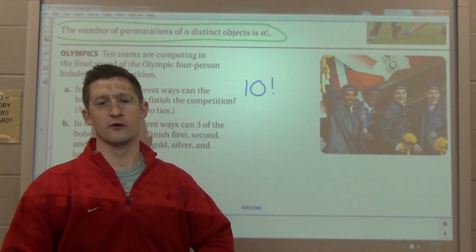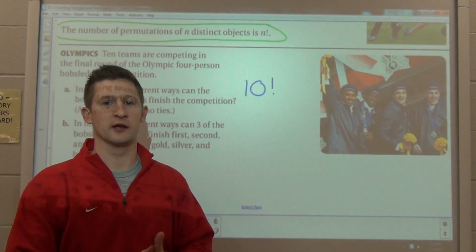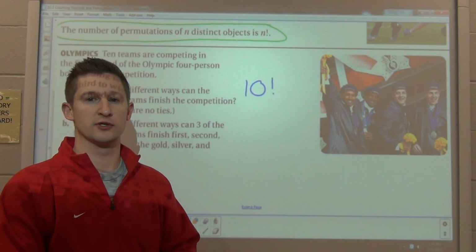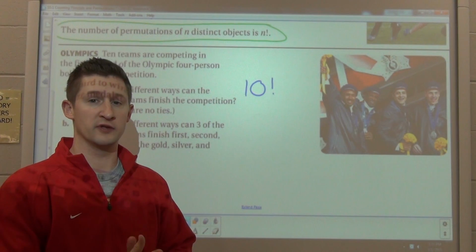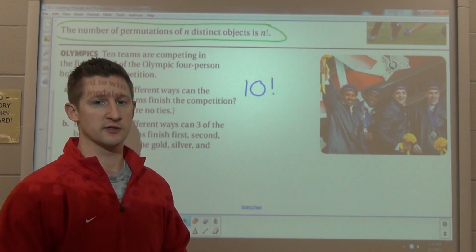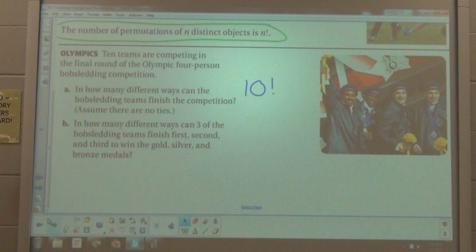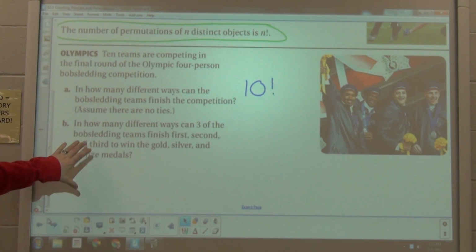In this final video for lesson 1 of chapter 10 in Algebra 2, we're going to be looking at different numbers of permutations when I don't use all of the objects in my particular set. So, in the last example we looked at how many different ways can 10 bobsledding teams finish in a competition given that all 10 of them are going to finish. Now, this next question is a little bit different.